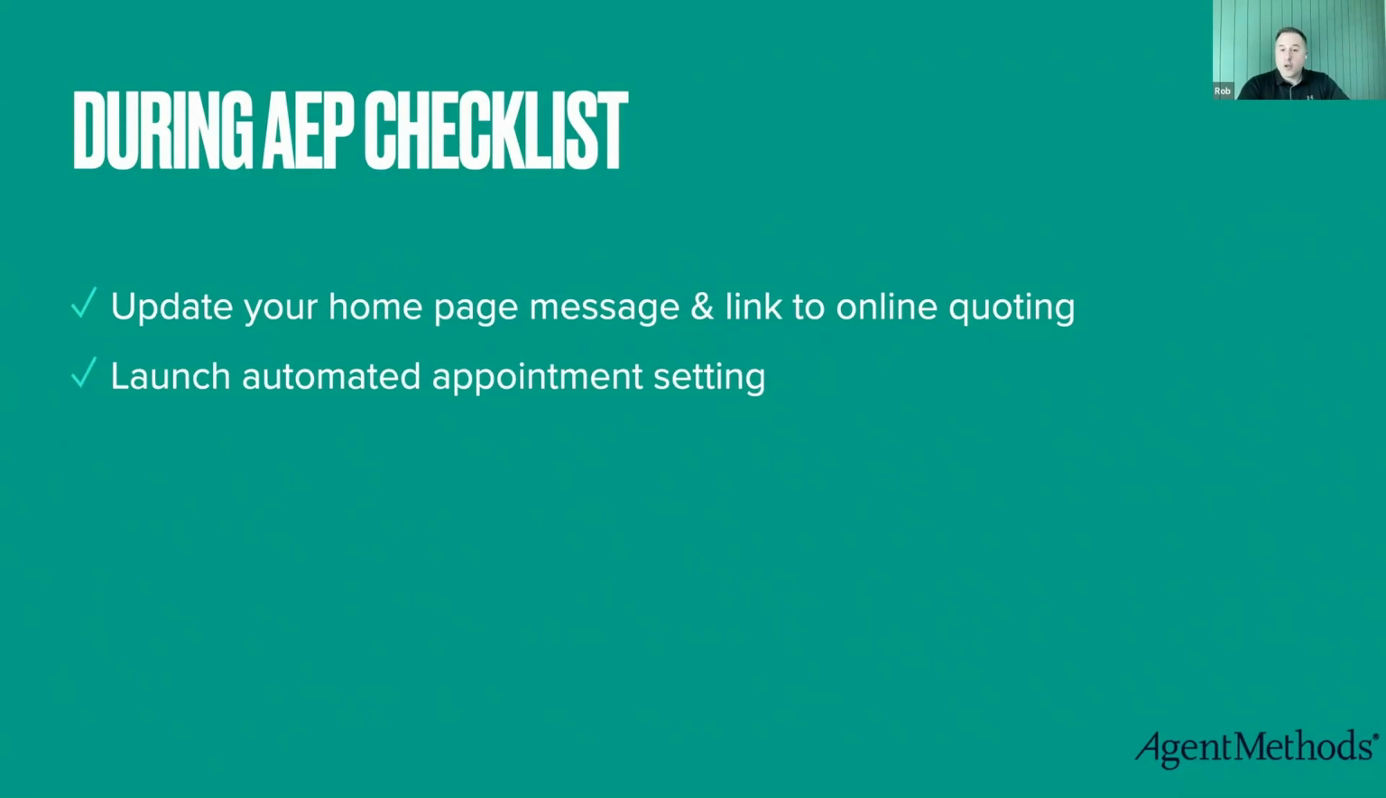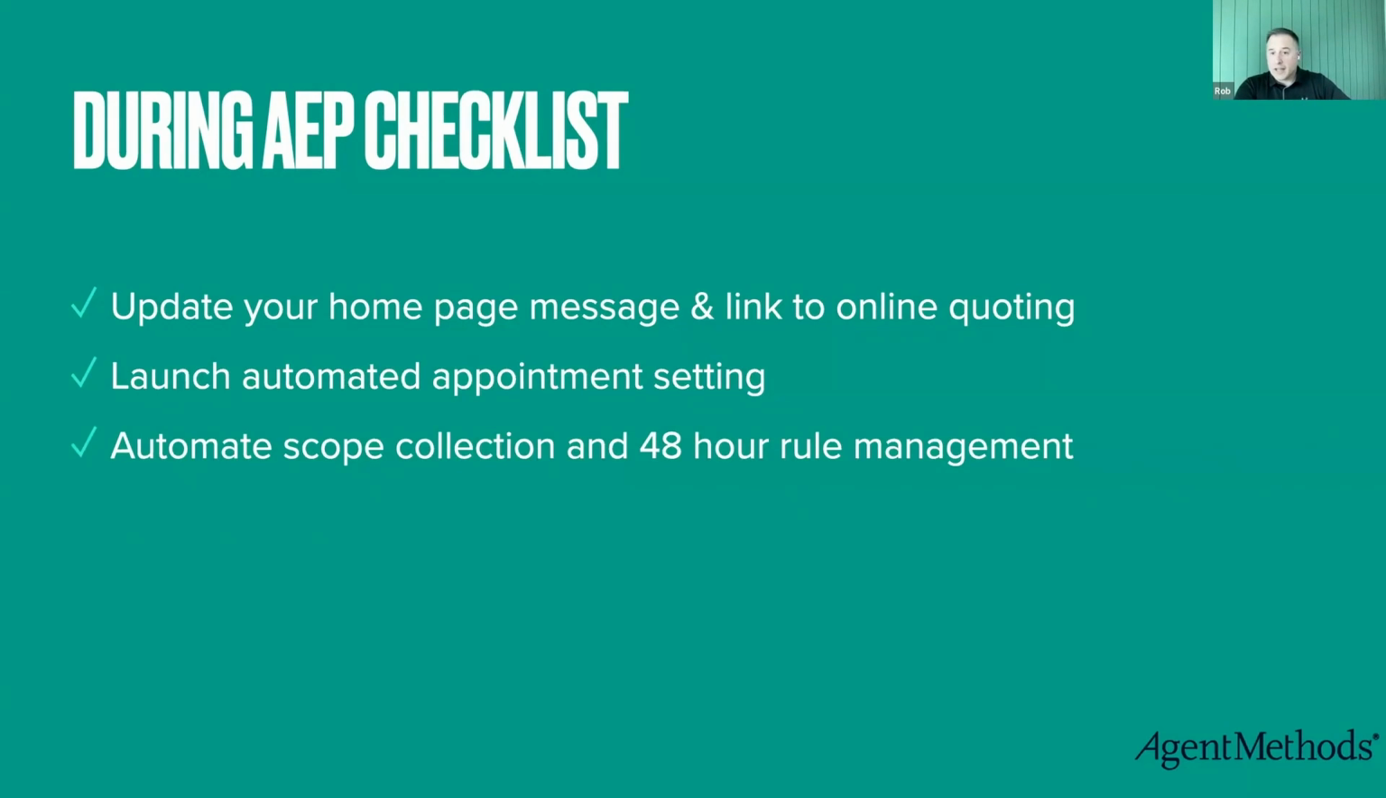Also, launch automated appointment setting. You want to make sure your calendar is open and that you have everything ready to go. Make sure that 48-hour rule is in place. Make sure you've got that automated scope collection process in place to make sure you're doing all the things you need to be doing to be compliant, so you don't have to worry about it and your client doesn't have to worry about it.